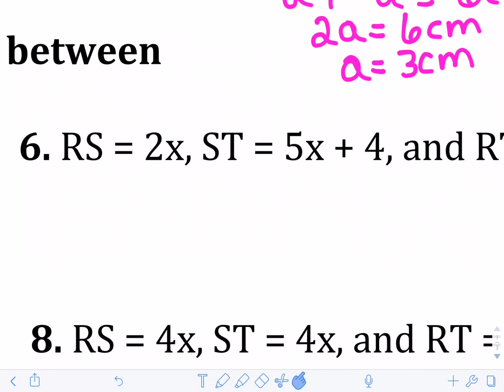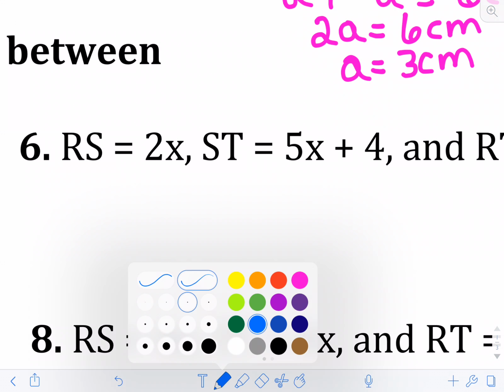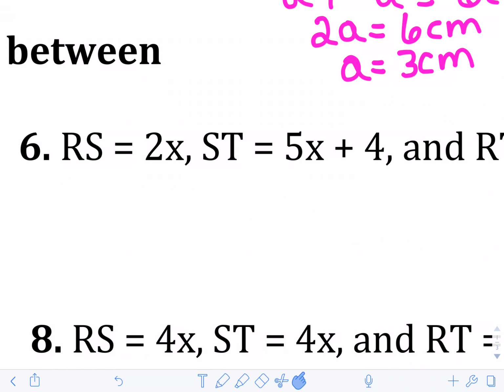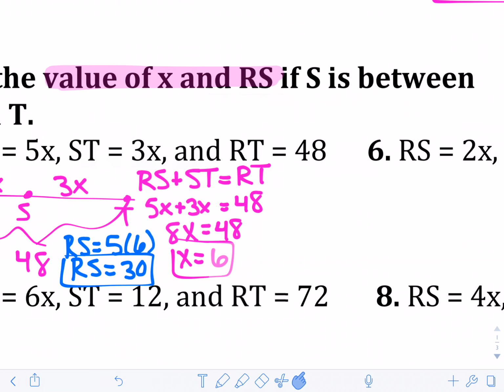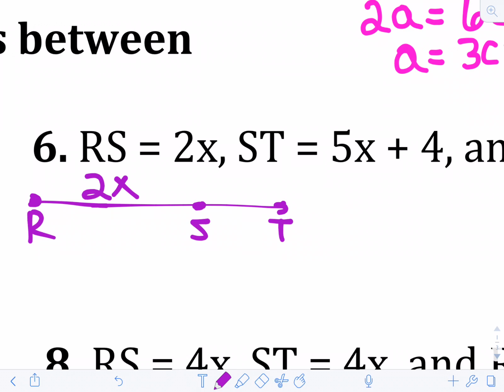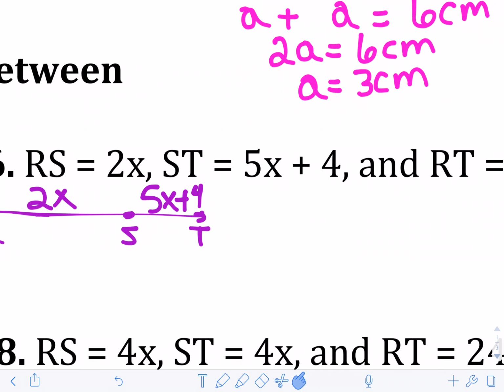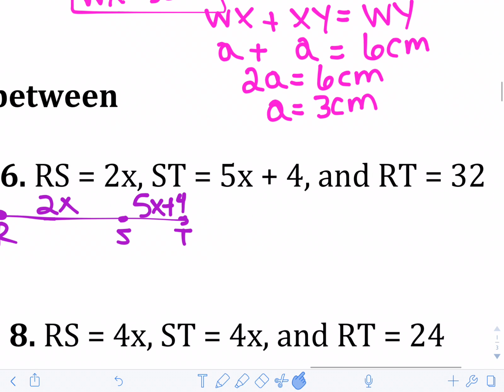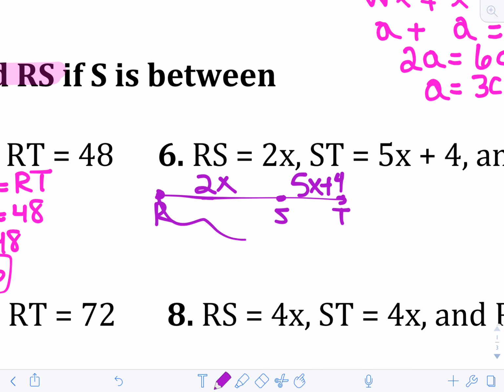All right, number 6. So again, it tells us that S is between R and T. Yes, S is in between R and T. So I'm going to draw my diagram again. Okay, so S is somewhere in between here. Here's T. RS is 2x, ST is 5x plus 4, and the length of the entire thing is 32. Okay, so this whole thing here is 32.